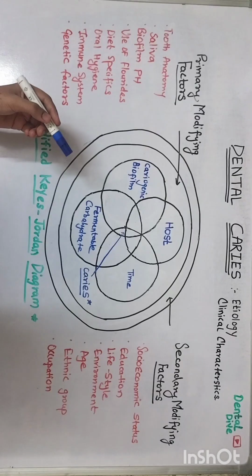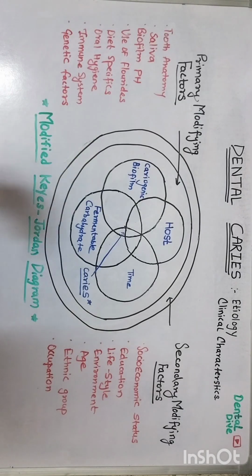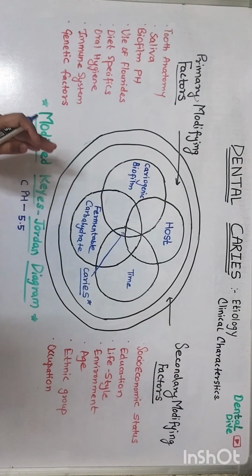This acid will decrease the pH below the critical point. The critical pH is 5.5. If the pH stays below 5.5 for a long duration of time, it will produce dental caries by dissolution of minerals from the tooth surface.